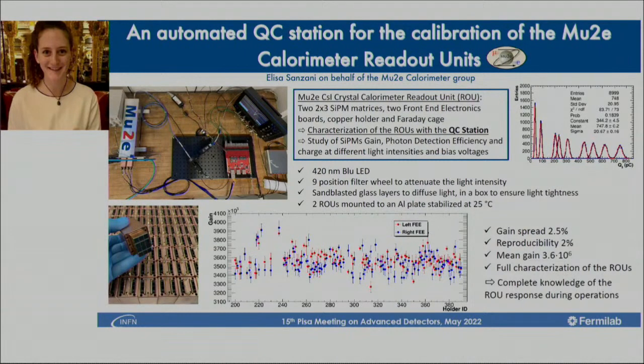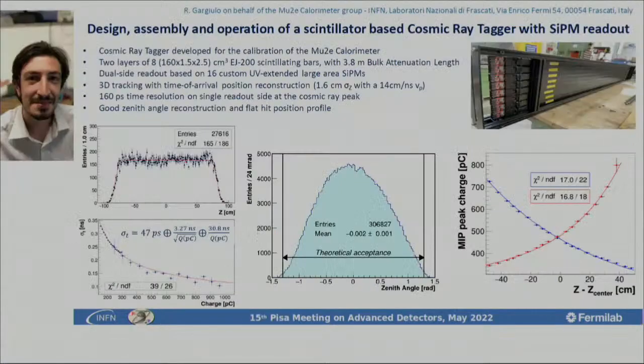And this test station can monitor, for example, the silicon PM gain, photon detection efficiency, and charge at different light intensities and bias voltages. During this operation, this can be monitored, and stable operation can be checked.